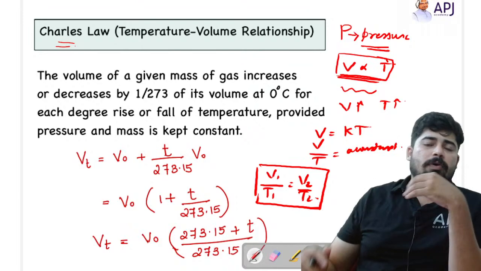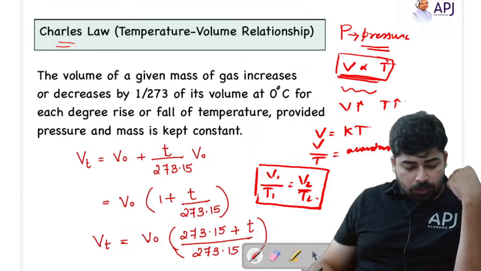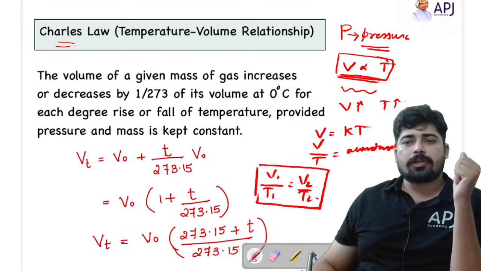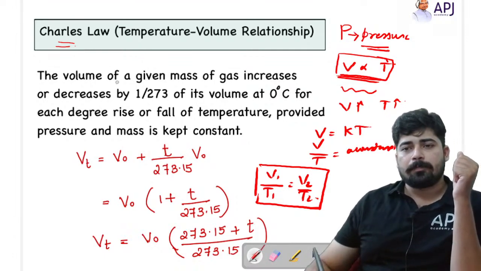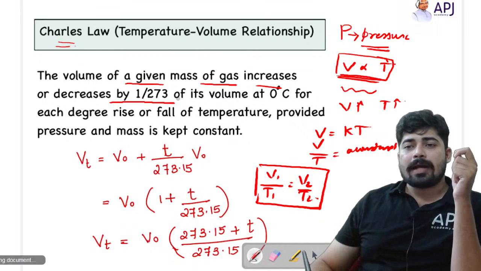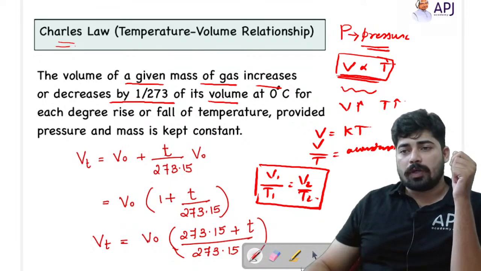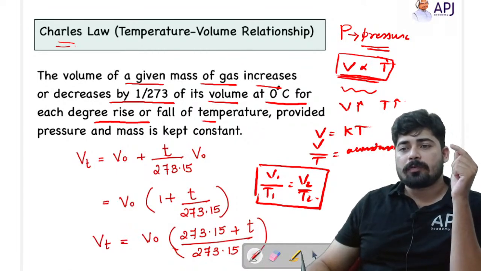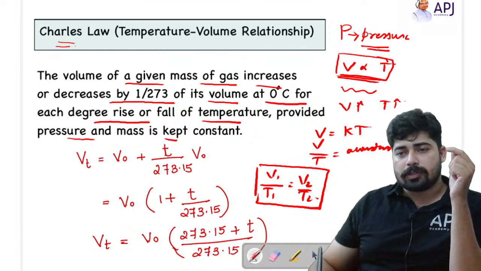So that's an important relation from Charles law. Let's check another explanation of Charles law. You can see it here. The volume of a given mass of a gas increases or decreases by 1 by 273 of its volume at 0 degree Celsius for each degree rise or fall of temperature, provided pressure and mass is kept constant.